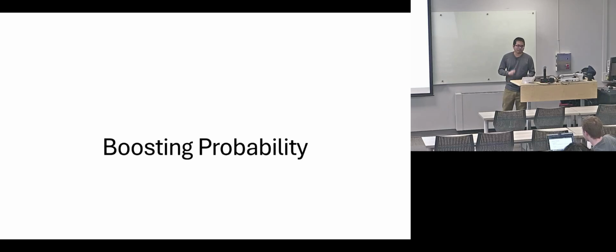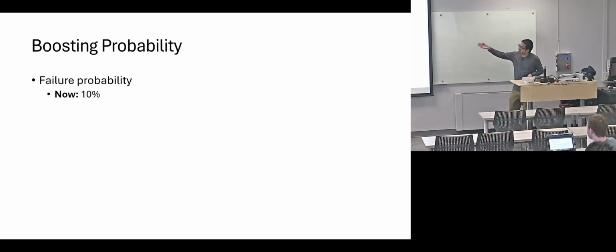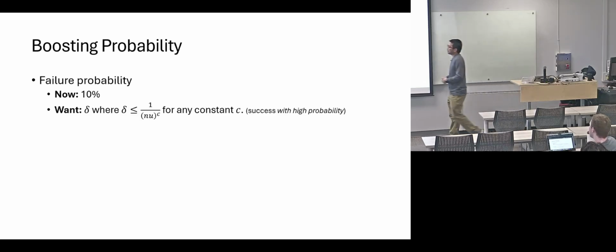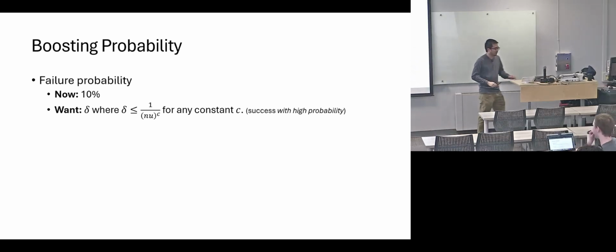Okay, so let's try to boost the probability. Right now we fail with probability 10%, but it would be much more convenient if we fail with probability delta, with tiny delta, like delta smaller than 1 over u to the c for any constant c. What I mean is that I want success with high probability, where high probability is the notion that I mentioned last class.